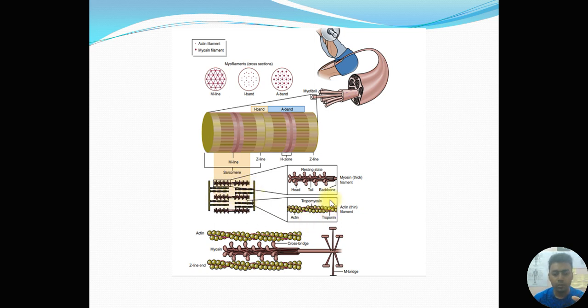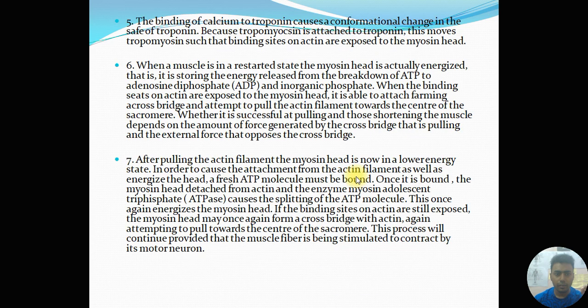So what does it actually do? That calcium ion, as I said, comes and binds with troponin over here. When they bind, there is a conformational change over there. Let's go for this first. The quick point is that the binding of calcium to troponin causes a conformational change in the shape of troponin.